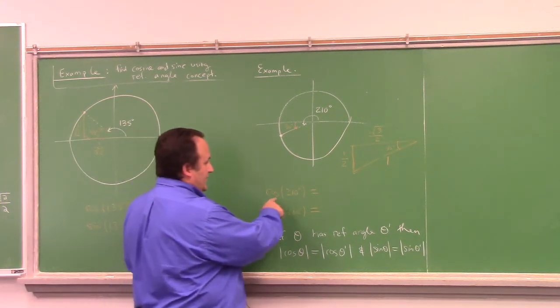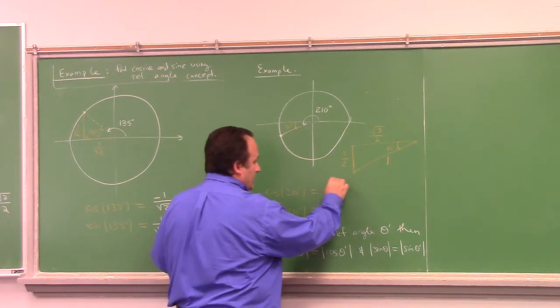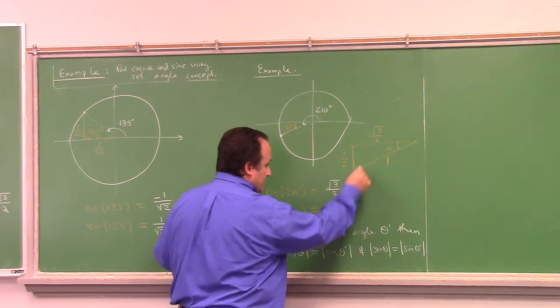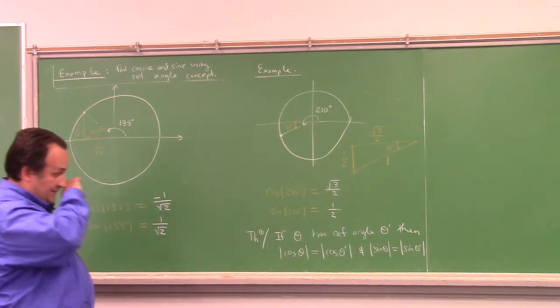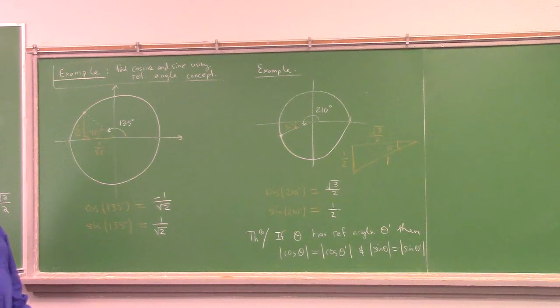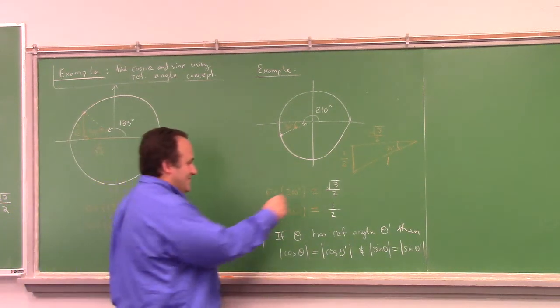So you guys tell me, cosine is what? We got square root of 3 over 2. We got a half. Which one is plus? Which one is minus? You're like, that's a loaded question. They're both negative, right? Yeah? Okay, good.